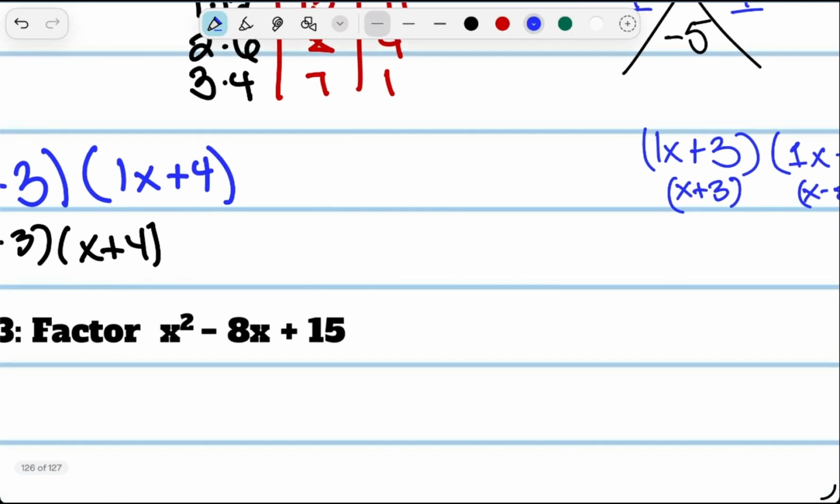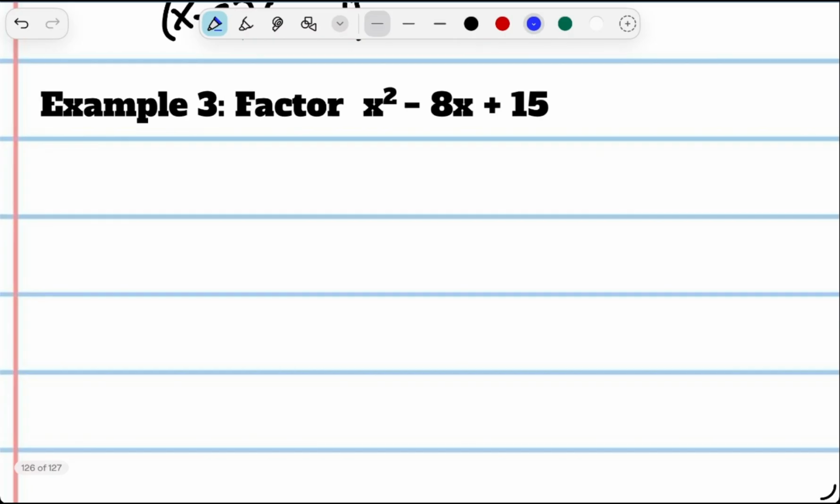Let's move to our last example that we're going to complete for these notes. Example 3 says we need to factor x squared minus 8x plus 15. Now, in order to do that, we're going to go ahead and label our A, B, and C. So our A in this one is 1. Our B is -8. And our C is +15.